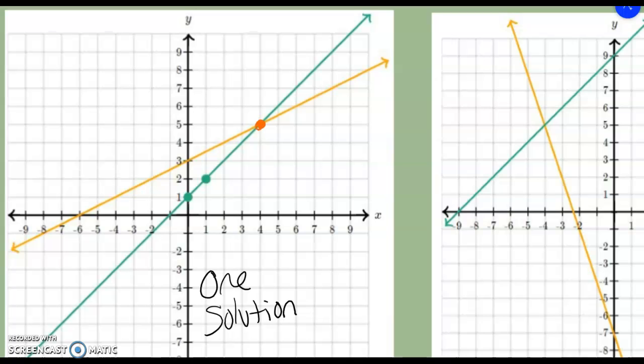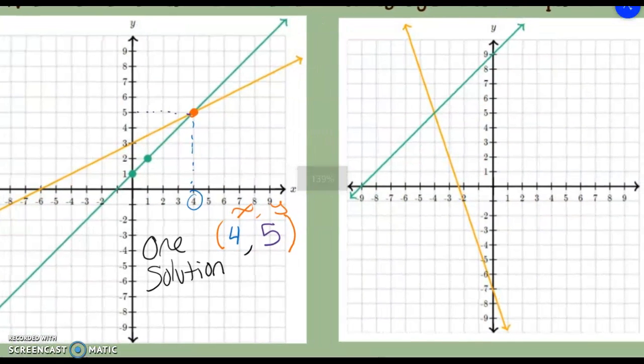Now this is one solution because they cross. So what is my one solution? Well, I'm going to put what the point is. Remember, x is first and y is second. So my x value is a 4. So I have 4, comma, what's going to be my y? Looks like 5. So this graph has one solution at 4, comma 5.